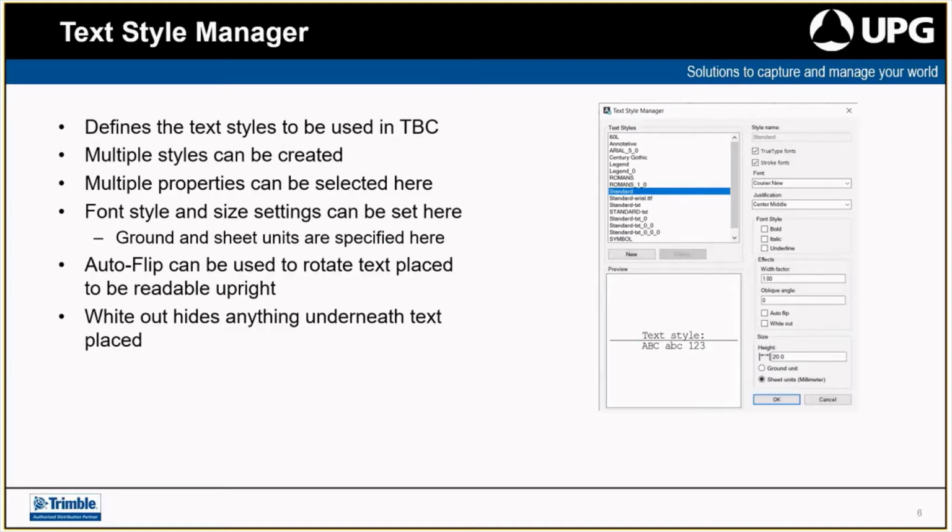The text style manager is the button that we look to create different types of text styles. So in TBC, when you're looking at the text style manager, you are creating a text style for a specific application, and you can have numerous text styles. And in an FXL, you could have all sorts of different text styles being created depending on what sort of application that text is going into. The text style manager has a whole heap of properties in here. It's basically selecting the font and the size of that font. Again, we do have the ground and sheet units, so ground units will be a one-to-one representation against the distance on the ground, whereas a sheet unit will have a scale factor applied to it.